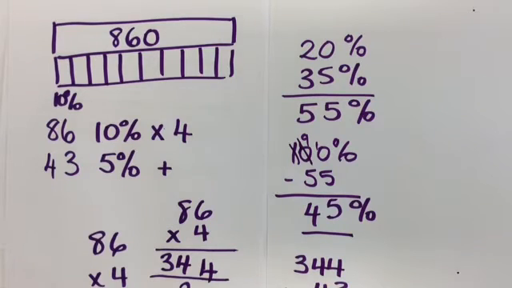If this wasn't the way you worked it out, please do watch the next little bit of the video where there is another way you could work it out. Question 6. Tommy saves £860 in his account and spends 20% on clothes and 35% on trainers. How much money does he have left?